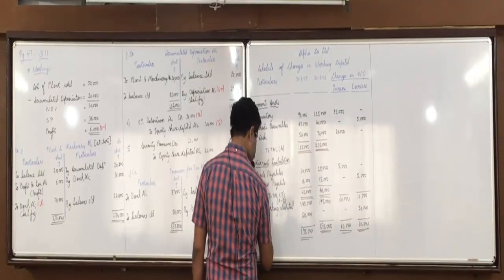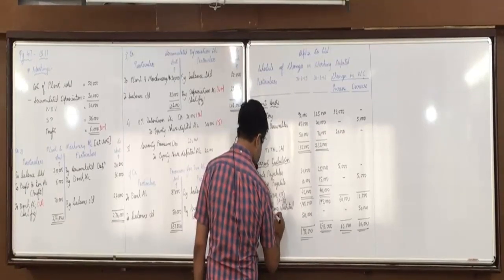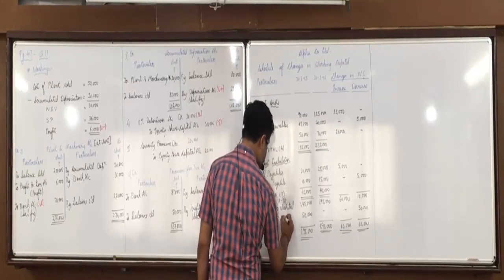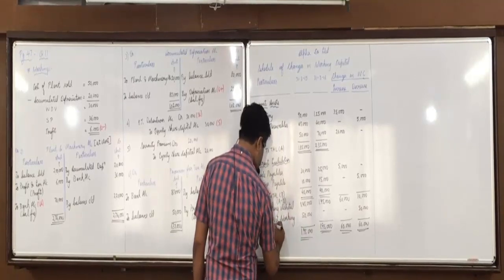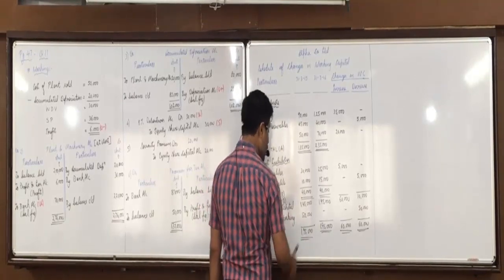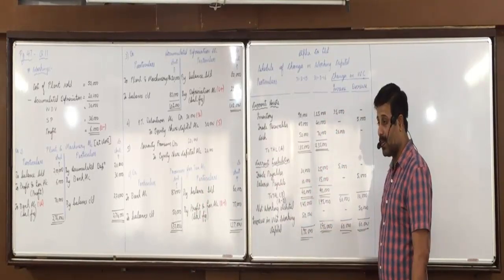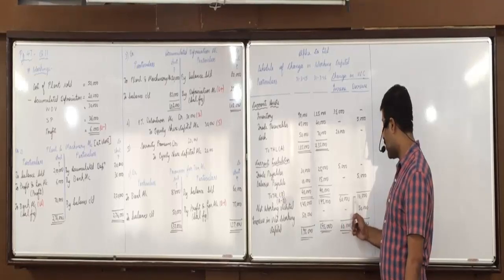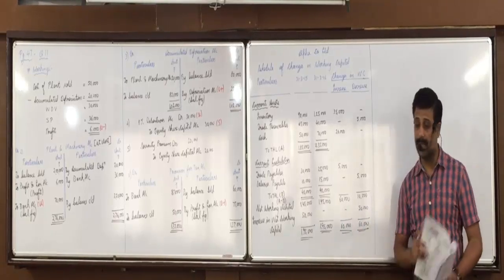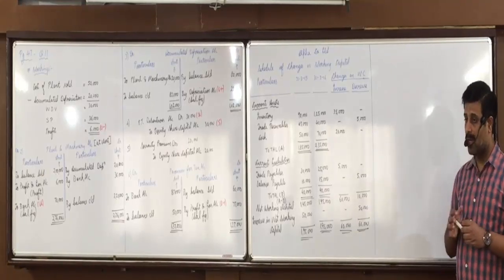Increase in net working capital. Okay, from 1,45,000 it is increasing to 1,95,000, meaning it's increasing by 50,000. Or else you can also say total increase is 60, decrease is 10, meaning overall there is an increase of 50,000. Anyone having any doubt on this? All are clear with this?